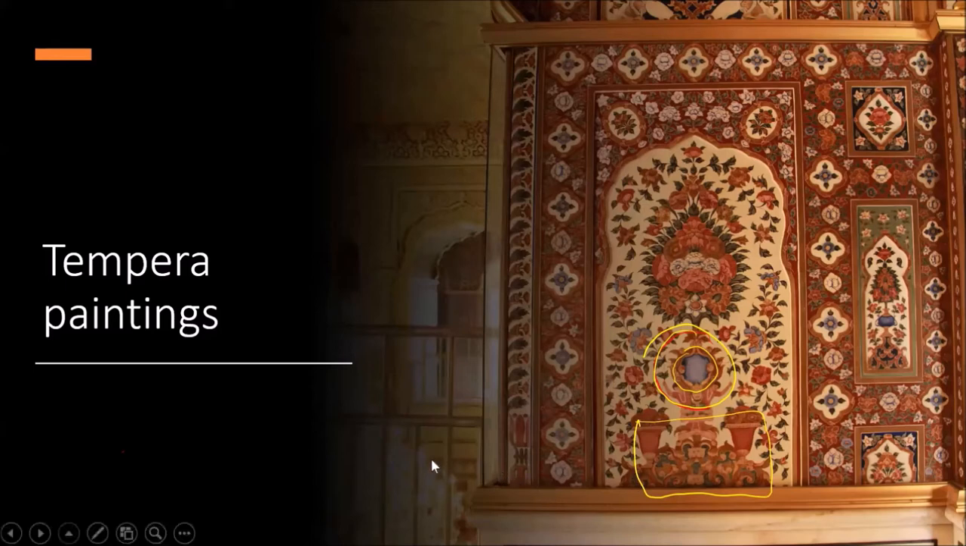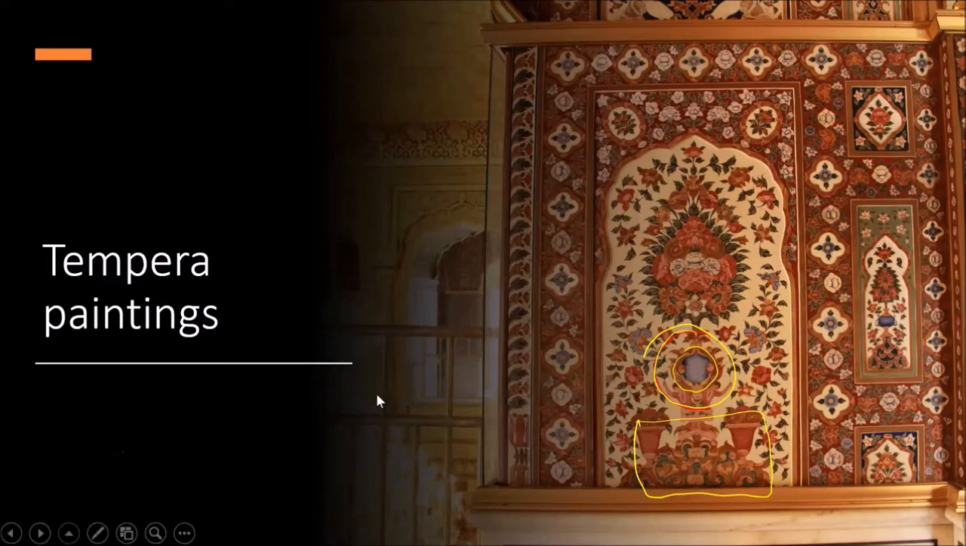So tempera paintings are not done on wet plaster, they are done on dry plaster, so the pigments need some binding material. And the true tempera are basically the paintings which are done with pigments and egg yolk, or in some cases egg white is used, and in some cases the whole egg was also used.